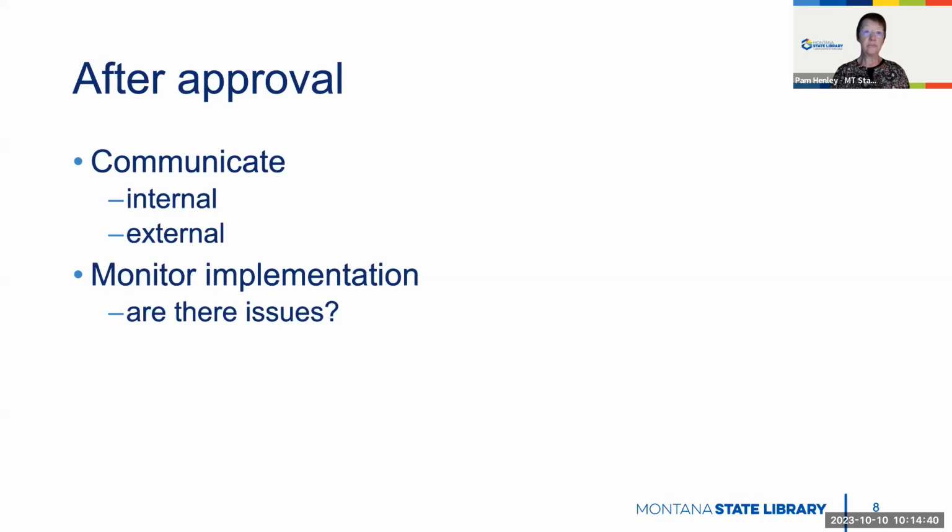How does that work? Are there issues when you're trying to implement this policy? Is all of a sudden, oh, we didn't think about that? Do we need to rethink it? Do we need to review it again? Do we need to revise it?